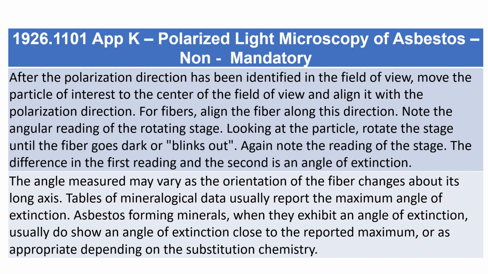The angle measured may vary as the orientation of the fiber changes about its long axis. Tables of mineralogical data usually report the maximum angle of extinction. Asbestos-forming minerals, when they exhibit an angle of extinction, usually do show an angle of extinction close to the reported maximum, or as appropriate depending on the substitution chemistry.